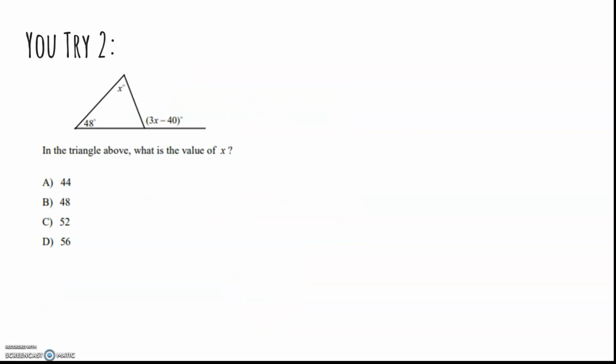And here's our second U-try. This one is obviously going to use our exterior triangle sum to figure out what is going on here. I'm going to give you guys a second to work it out, and then we will work it out together.